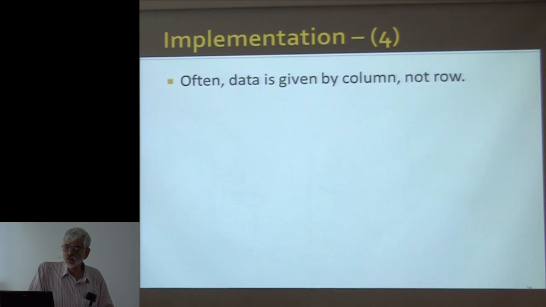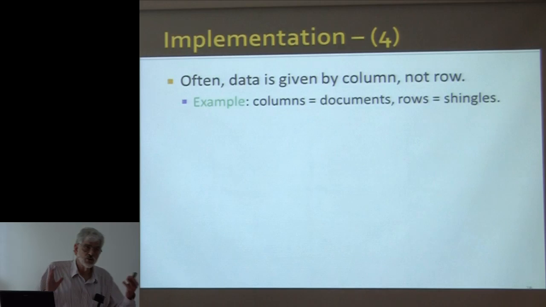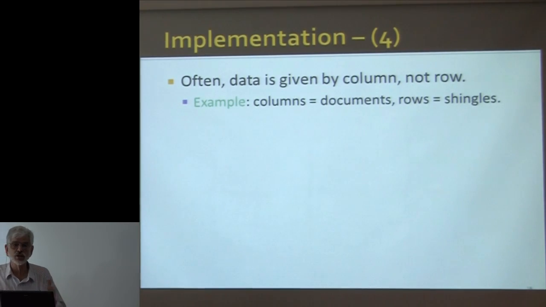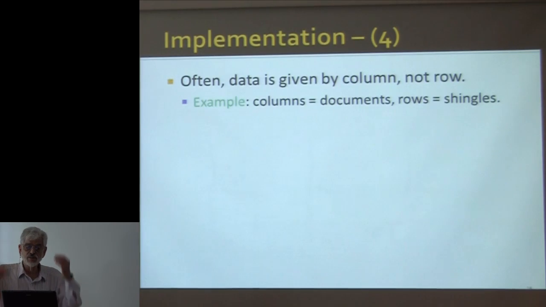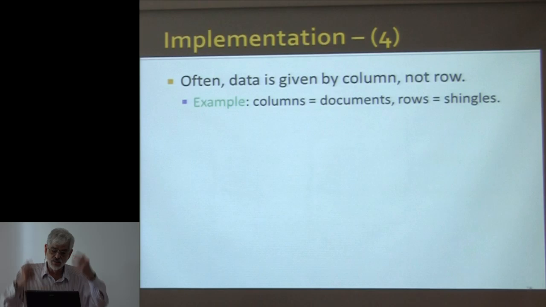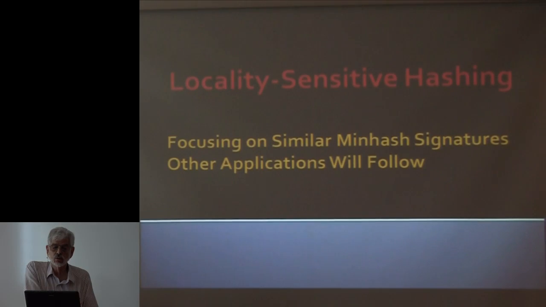Okay, the interesting thing is that you normally get the data by column, not by row. For example, if we're talking about document similarity, the columns are the documents and the rows are the shingles. What you have is, for each document, a set of shingles, not for each shingle a set of documents in which it appears. So before you do this process, you actually have to sort the matrix by row.